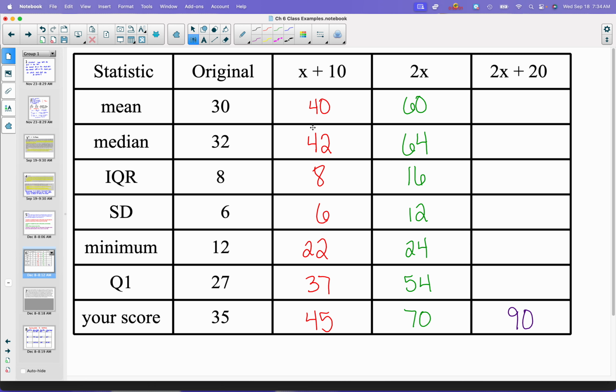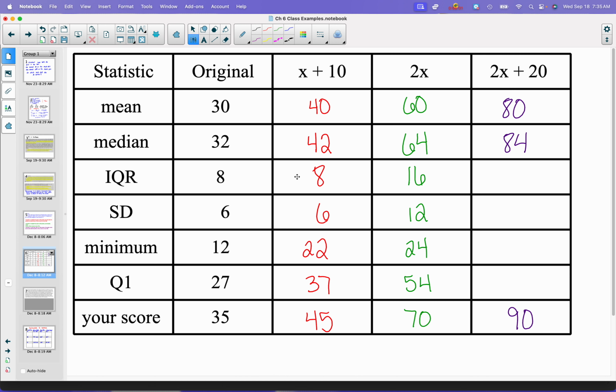So we got to think about what happens. So my mean, I'm going to double that, which I get 60 over here, and then add 20. So I'm going to get 80. My median, I double it, which gives me 64, and then I add 20, so it's 84. My IQR. Now, you got to be careful, because I'm doing two things. I'm doubling, and then I'm adding.